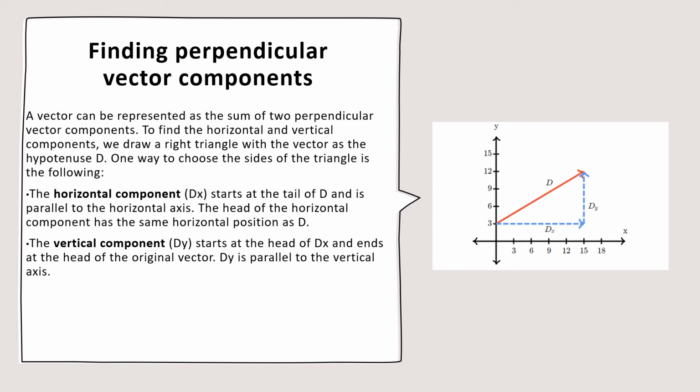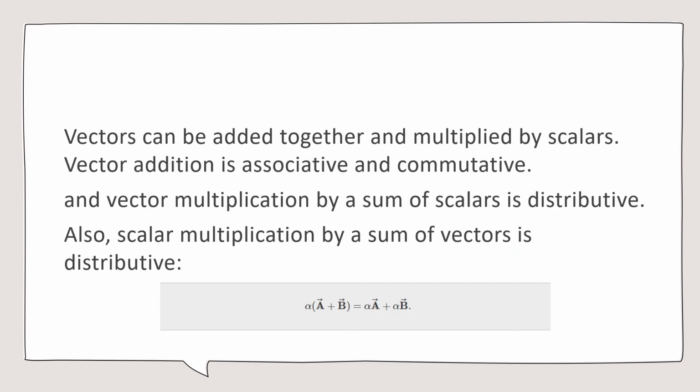Second, the vertical component D sub y starts at the head of D sub x and ends at the head of the original vector. D sub y is parallel to the vertical axis. Vectors can be added together and multiplied by scalars. Vector addition is associative and commutative, and vector multiplication by sum of scalars is distributive. Also, a scalar multiplication by sum of vectors is distributive.